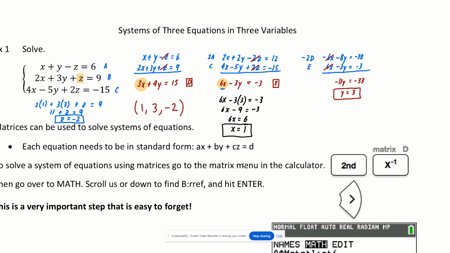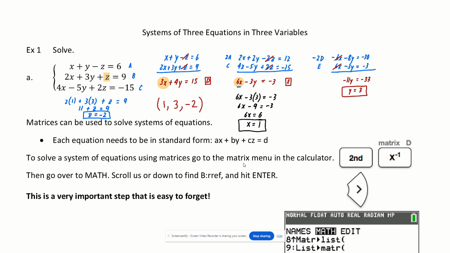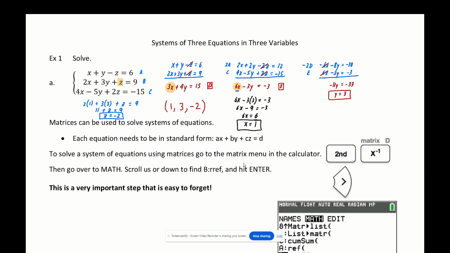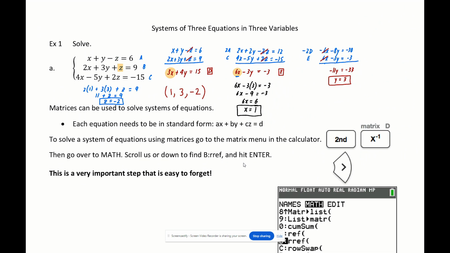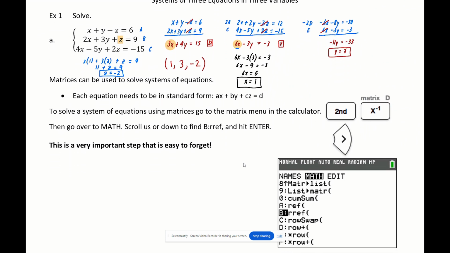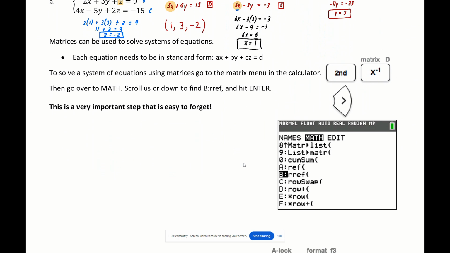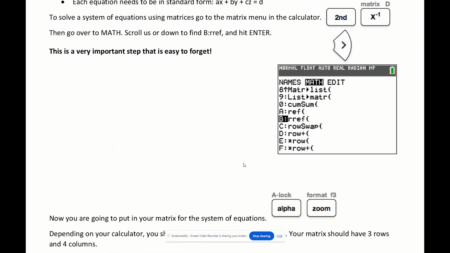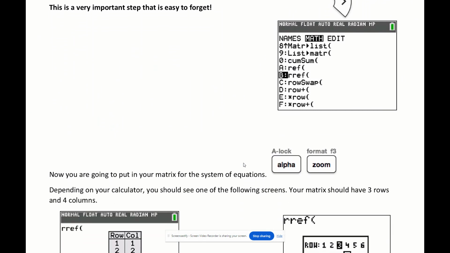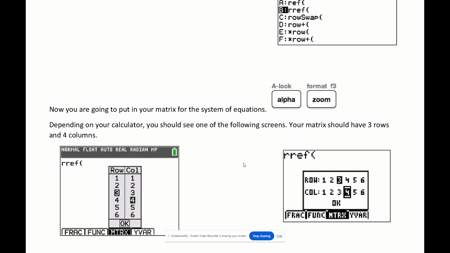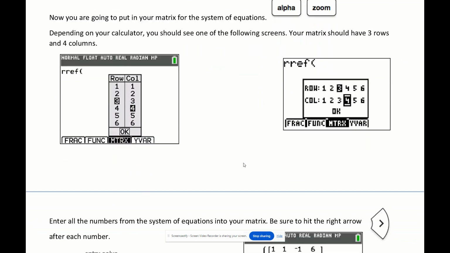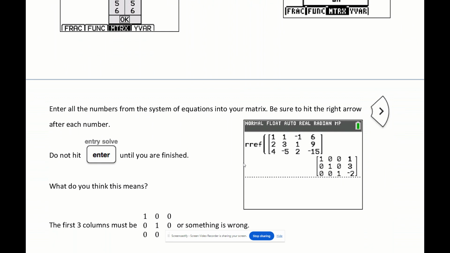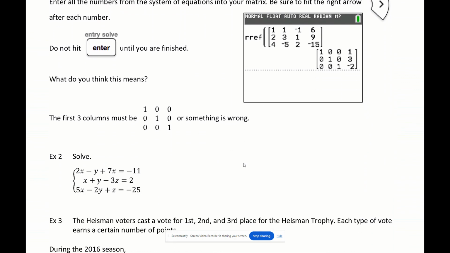3 variables, 3 solutions. Now, here's the point. Your calculator will do all of that for you. It's as simple as using matrices in order to solve. This note sheet does a step-by-step on what you need to do in order to solve this system of equations using your graphing calculator. What I want you to do is try this on your own and follow all the steps, and you'll see that you get the same answer.